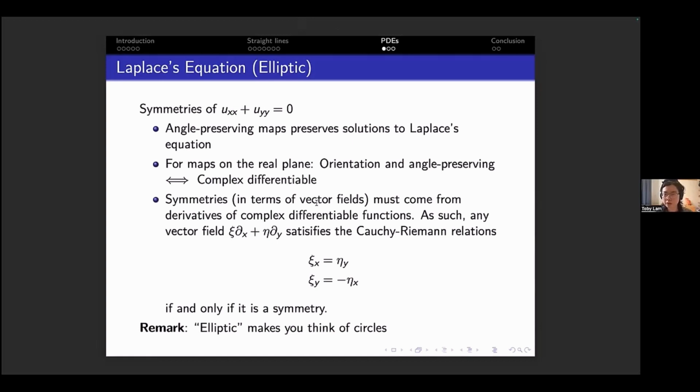And so this theory of symmetries of differential equations doesn't really tell us anything new about Laplace's equation, right? You need complex analysis to really understand what's going on here. I would like to comment that Laplace's equation is called an elliptic equation precisely because circles are ellipses. Circles live inside the Laplace equation because conformal maps preserve circles. So it's actually really aptly named. Why is Laplace's equation called an elliptic equation? It's because there are going to be circles involved in the symmetries.